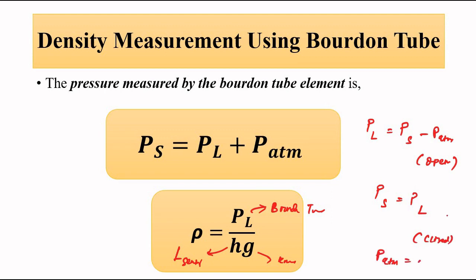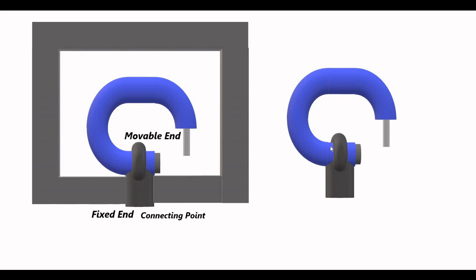Okay, so this is the basic principle of density measurement using Bourdon tube and inductive sensor. Bourdon tube for pressure measurement, inductive sensor for liquid level measurement. Okay, so let us try to understand this whole concept from a three-dimensional perspective. So this is the Bourdon tube pressure gauge. This fixed end, the connecting point, is connected to the source of pressure.